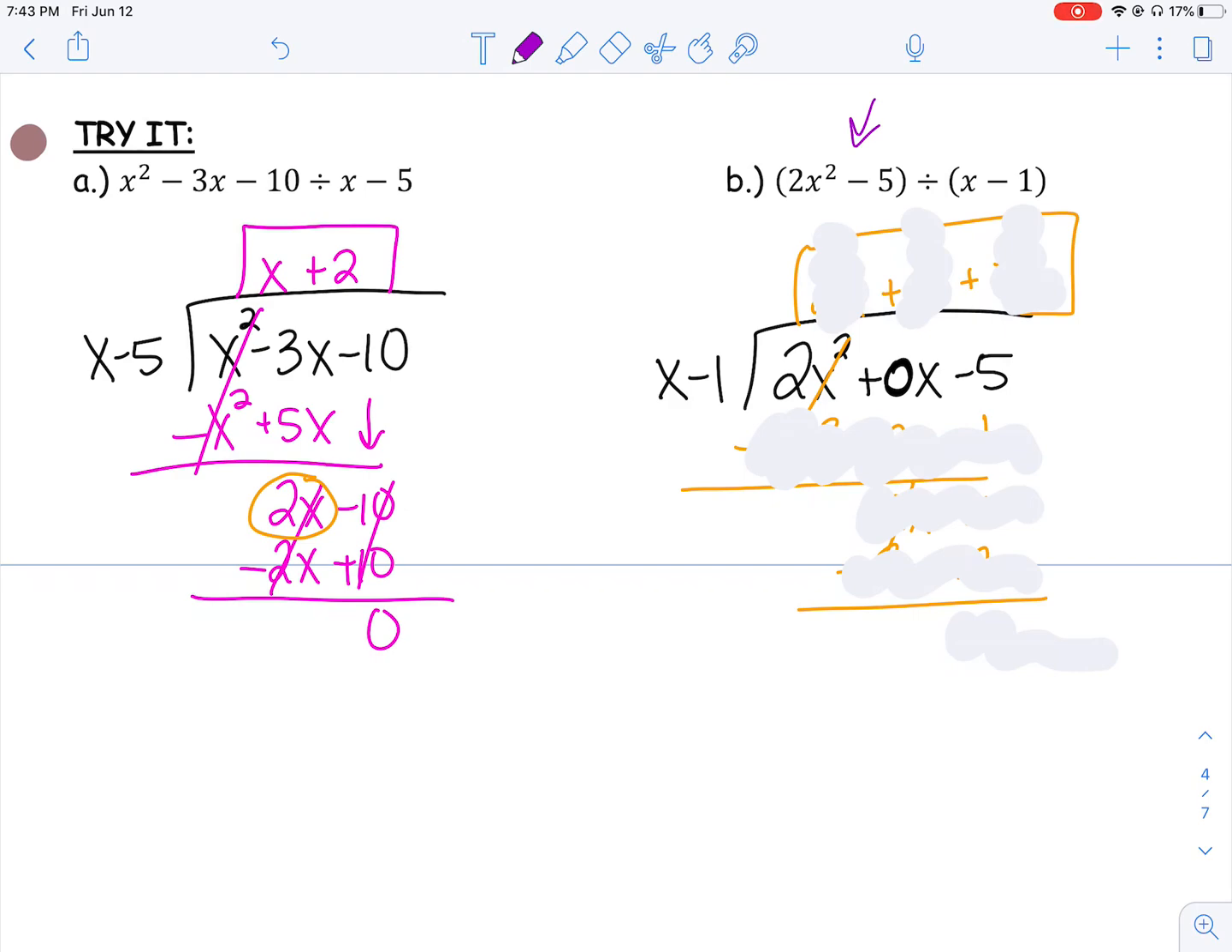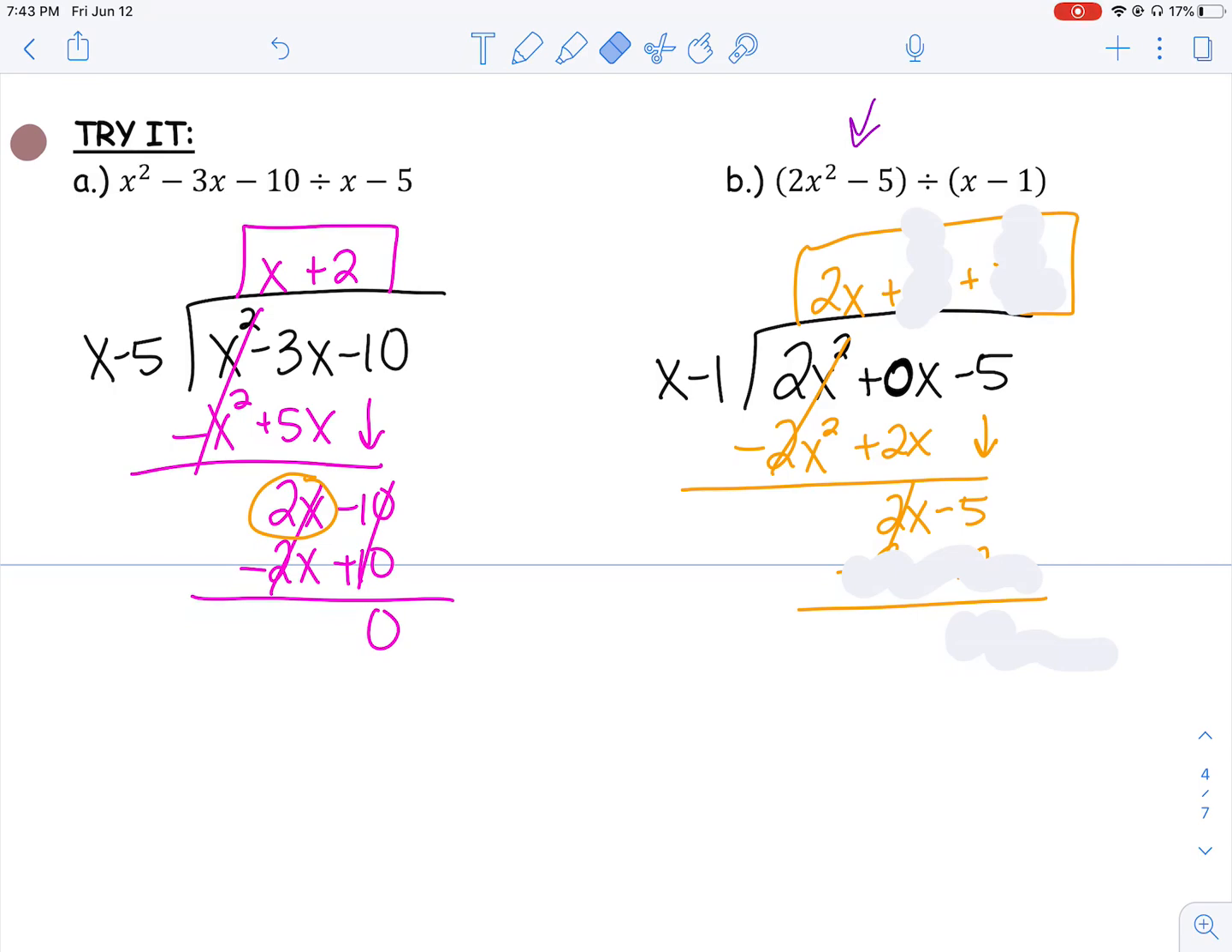So I have 2x squared plus 0x minus 5 divided by x minus 1. All right, here we go. 2x squared divided by x is 2x. 2x times x is 2x squared. 2x times negative 1 is negative 2x. And then I'm going to subtract my terms. The 2x squared minus 2x squared cancel. 0x plus 2x gives me 2x, and then I'm going to bring down my negative 5.